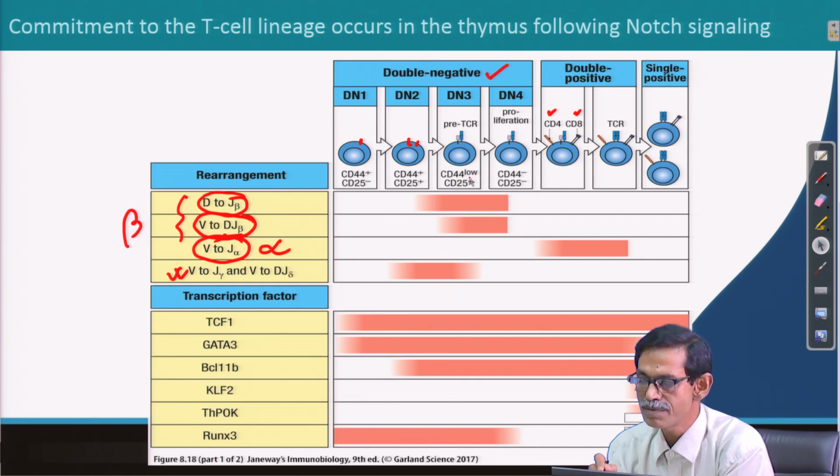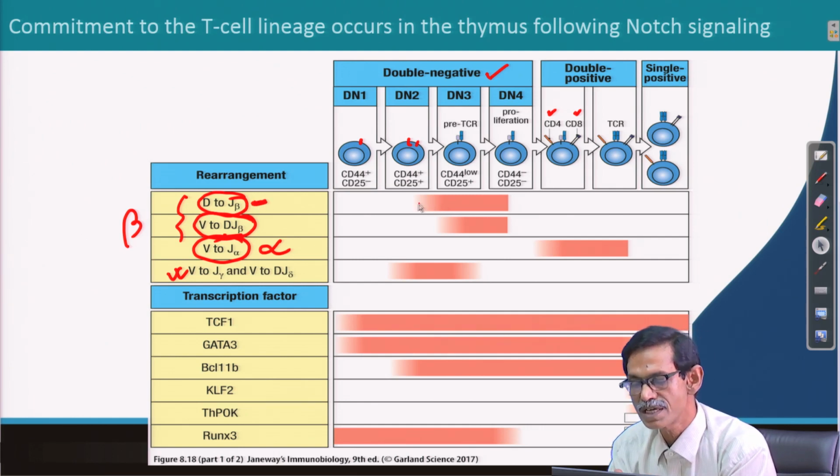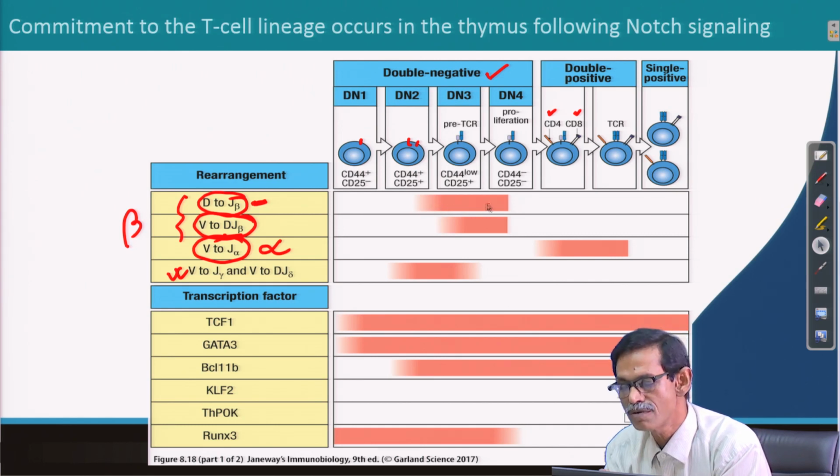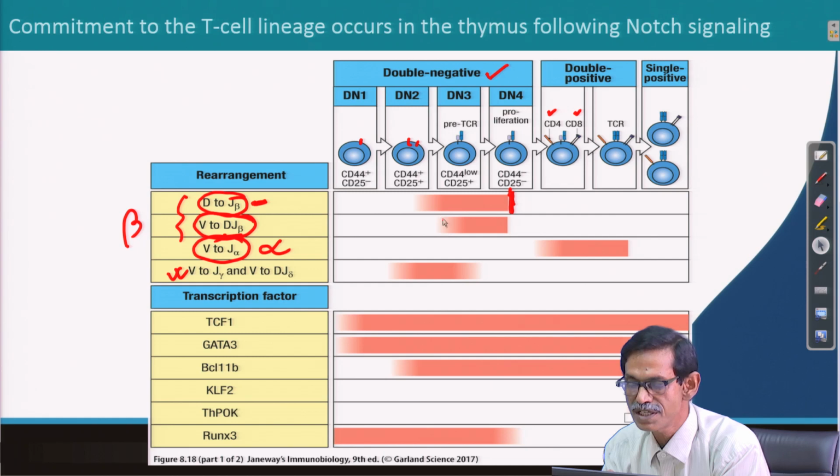Then what happened? CD44 is gradually going down to low. But what else happened? DJ recombination starts. This color is showing that it starts here, gradually goes down and ends here. When this cell is in the DN3 stage, it is at maximum and it stops at DN4. So, DJ recombination starts at DN2 and stops at DN4. VDJ recombination starts at DN3 and stops at DN4.